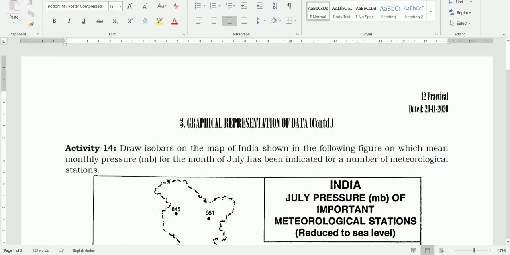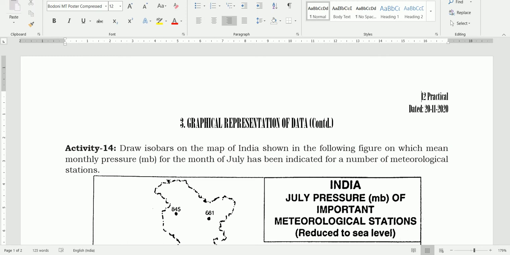So remember, we have been learning chapter 3, graphical representation of data, and this is the seventh and the last session of this chapter 3. And about the meaning of isoplate, we have learned earlier.